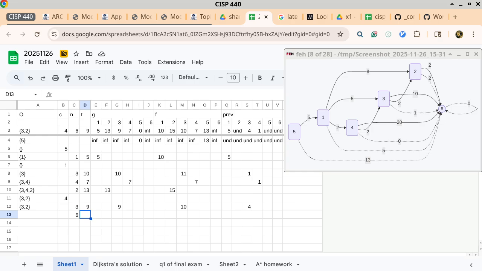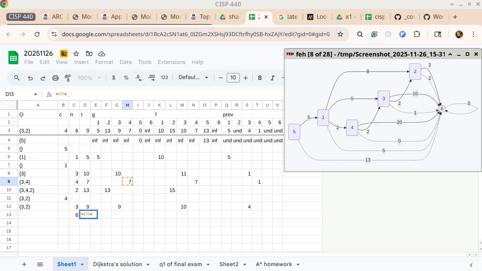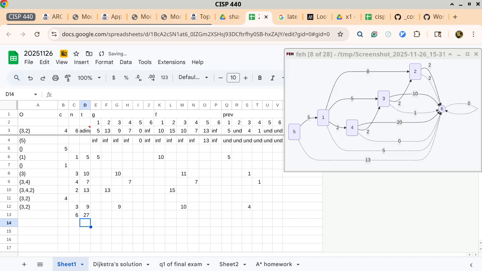Okay, so I can always use equations here too because we are referring to this 7 here. So if I want to use an equation, I would say this 7 over here is g of 4, plus the edge, which I don't have anything on the spreadsheet for. So that would be adding the 20 over here. That's 27. Pretty expensive.